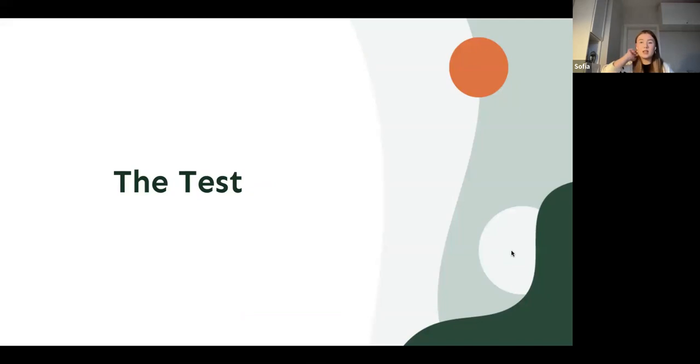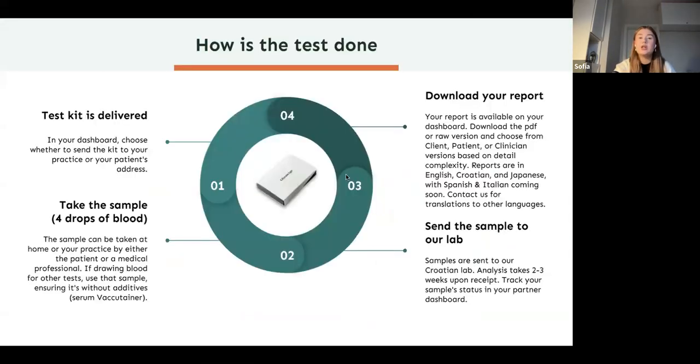So let's talk about the test and how to do it. The process is very simple. You first have to order the test, and this is done through our dashboard. In the dashboard, you can choose whether you want the test to be sent to your address or to the address of your patient. Once you receive the test, you need to take the sample. We need 4 drops of blood, and the sample can be taken either at home or at your practice, and it can be done by the client or by you as a medical professional. If you're already drawing blood for other tests, this blood can also be used, but please make sure it doesn't have any additives in it.